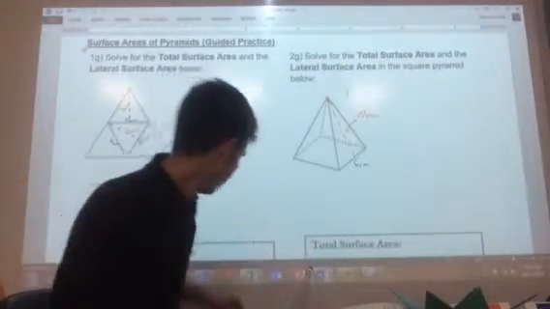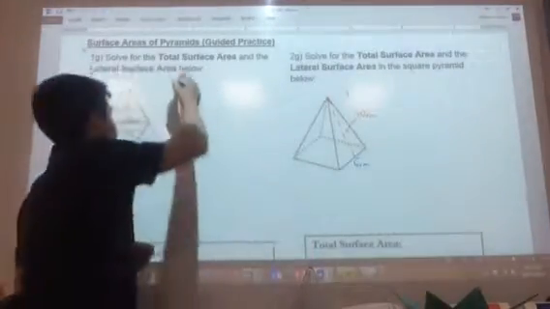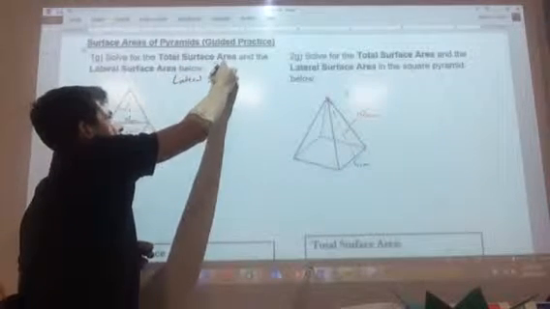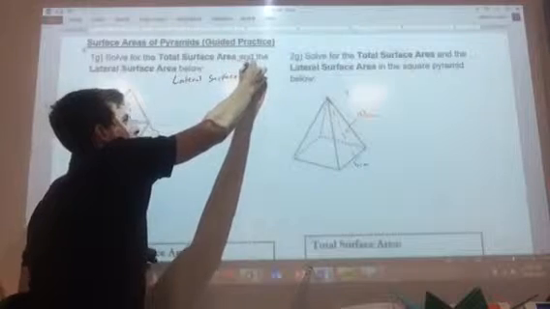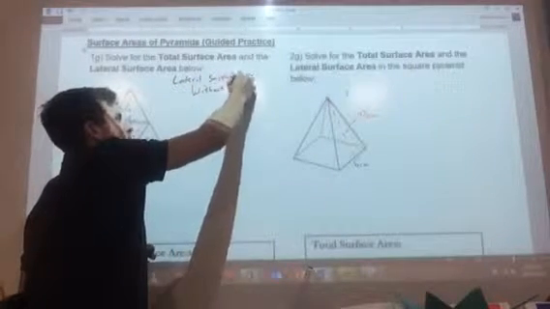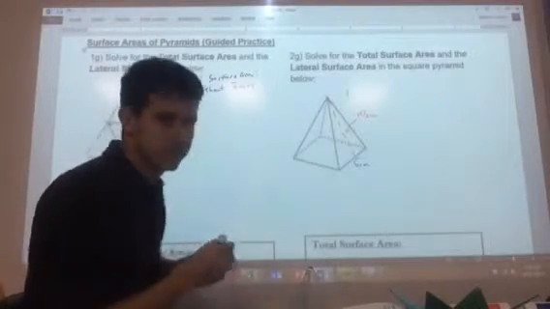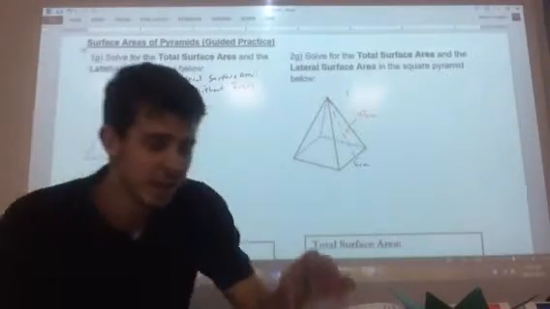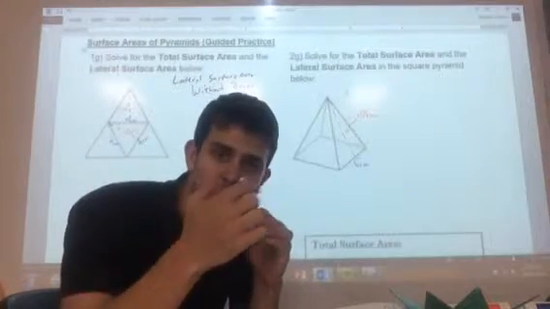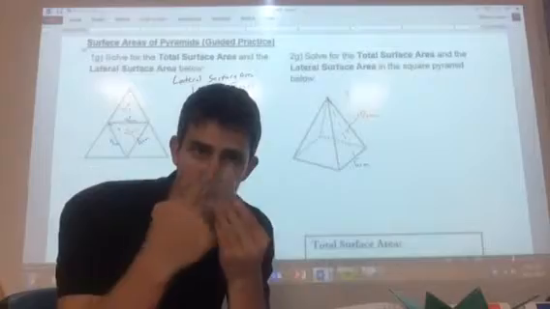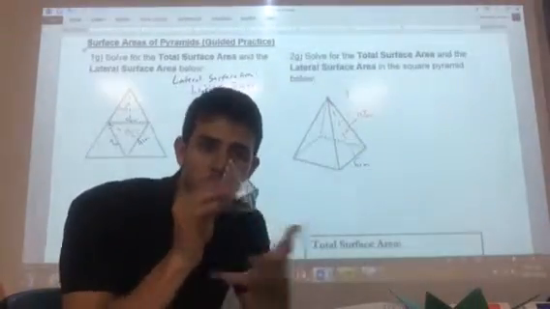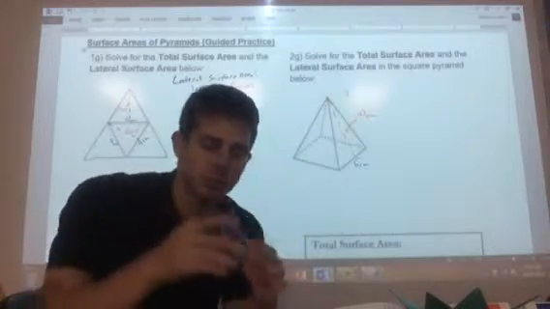So if you remember from last week, lateral surface area, and this would be a good thing maybe in your notes, lateral surface area is without the bases. In this case, there's only one base. So it's just going to be these three triangles right here. It's everything around it without the base. So total will be all of it, and then lateral will just be these three triangles.